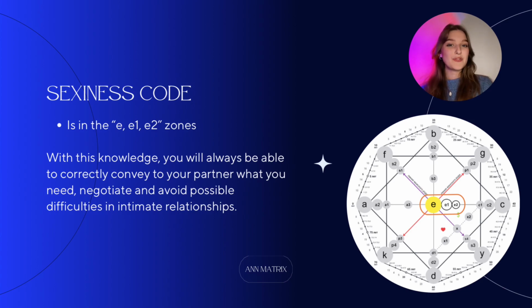The matrix provides a detailed description of sexiness to understand yourself and your needs, as well as the needs of your partner. With this knowledge, you will always be able to correctly convey to your partner what you need, what you want, negotiate, and avoid possible difficulties in intimate relationship.